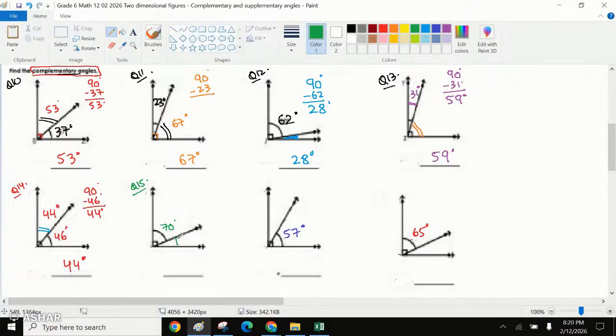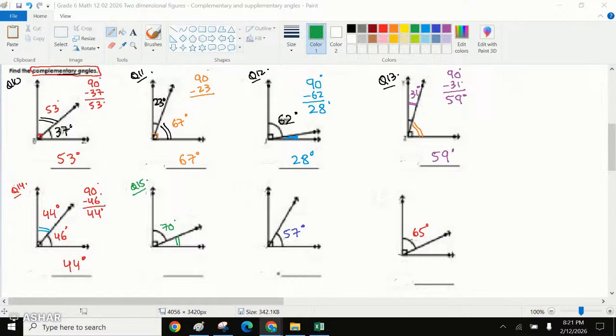What about question number 15? We need to find the complementary. Would it be 30? I'm asking a question. If one angle is 70, the other should be? The other angle should be? Can you give me the answer? Question number 15, if the given angle to us is 70. Perfect, Ashik.